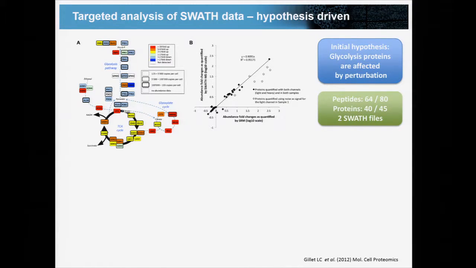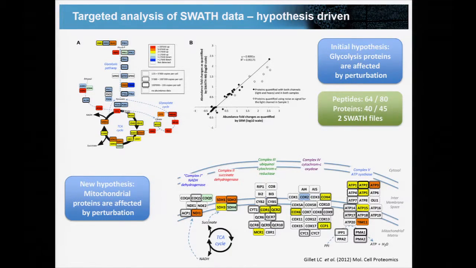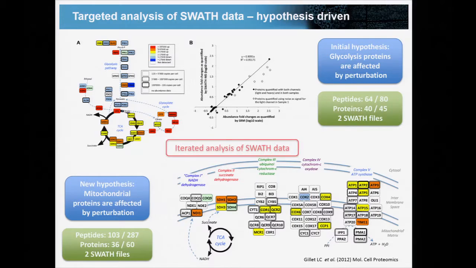They then said, and this point also came up in Jared's session during the questions, he pointed out that this type of iterative data analysis is possible. So after the fact, after the measurement, somebody said, well, maybe this electron transport chain is affected as well by this particular perturbation, and then they went ahead and re-extracted data for another 36 proteins. But again, another hypothesis-driven and small-scale analysis. But it highlights the idea that you can do this sort of iterated data analysis.